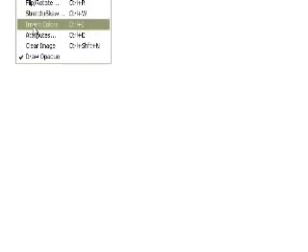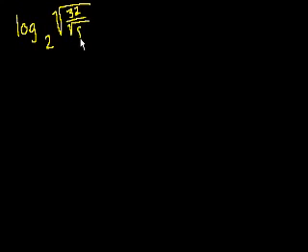Let's do some examples. Let's just rewrite a bunch of things in simpler forms. So if I wanted to write, I don't know, the log base 2 of the square root of, let me think of something, of 32 divided by the square root of 8.